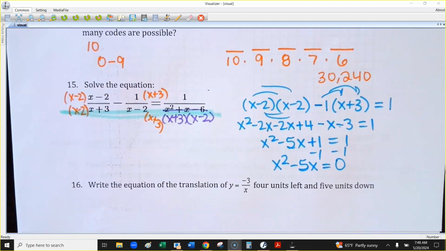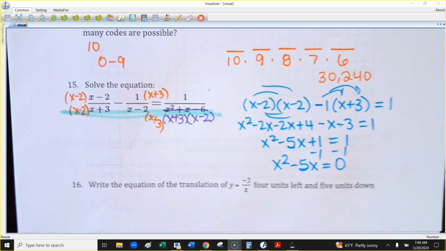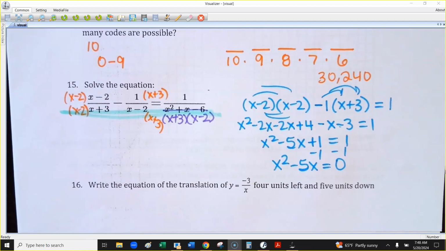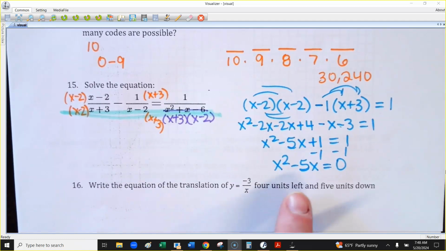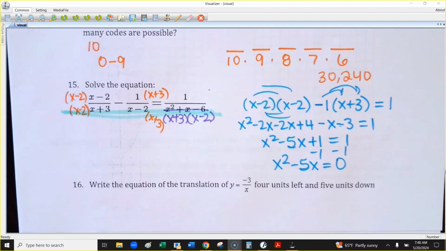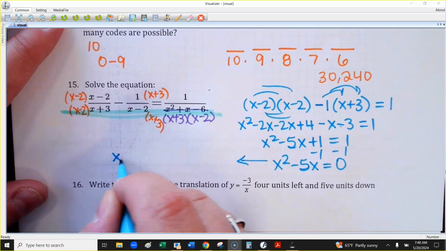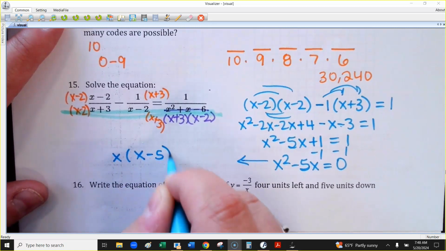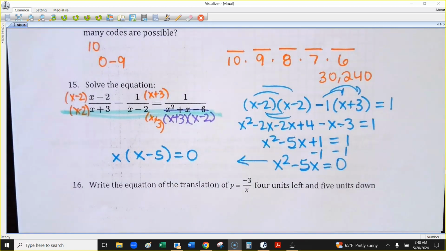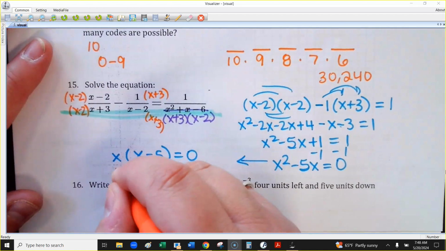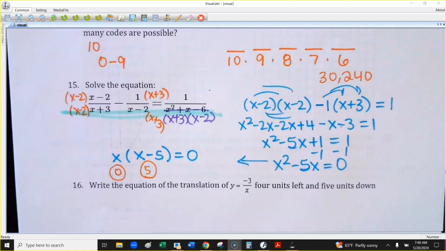Now, it's not a quadratic trinomial that we can factor. It's only got 2 terms. What could I do to factor x squared minus 5x? Pull out an x. So we'd have x times x minus 5. What are my 2 answers? Okay, I thought I did it wrong. You guys were being quiet. Okay, 0 and 5.